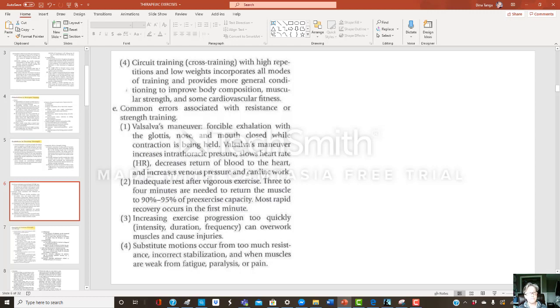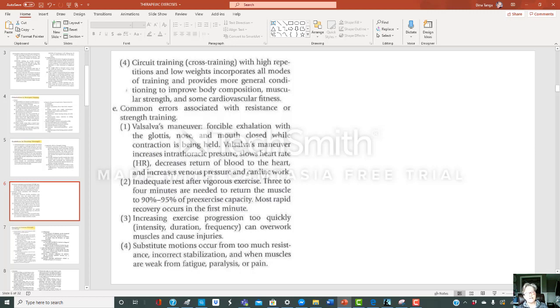E. Common errors associated with resistance and strength training. Valsalva maneuver. Forcible exhalation with the glottis, nose, and mouth closed while contraction is being held. Valsalva maneuver increases intrathoracic pressure, slows heart rate, decreases return of blood to the heart, and increases venous pressure and cardiac work.